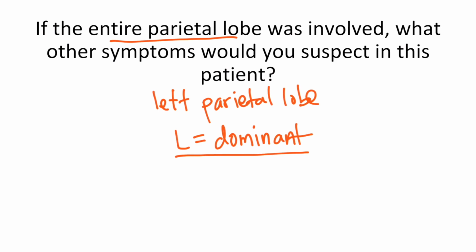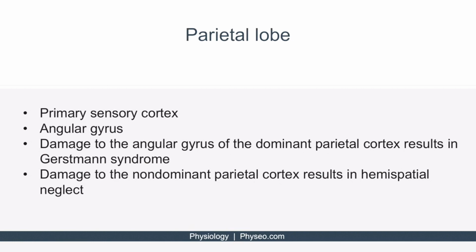Okay, let's see what your text says. So again, there are two important gyri that you need to be familiar with in the parietal lobes. This includes the primary sensory cortex and the angular gyrus. Again, the primary sensory cortex processes all the sensory input from the contralateral side of the body, and the angular gyrus is involved in performing mathematical calculations, writing, distinguishing left from right, and identifying fingers on the hand. It's also important to remember that damage to the angular gyrus of the dominant parietal cortex results in Gerstmann syndrome, and damage to the non-dominant parietal cortex results in hemispatial neglect.